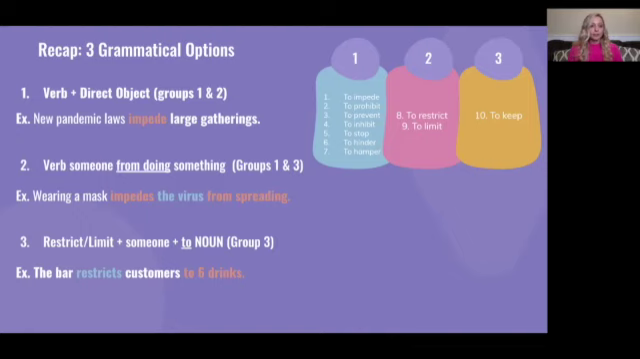in that way. Number 2, so verb someone from doing something, so keep someone from doing something. These are groups 1 and 3. So for example, wearing a mask impedes the virus from spreading or keeps the virus from spreading. And then our third grammatical option would just be with group 3, to restrict or limit someone to something. So the bar restricts customers to 6 drinks.